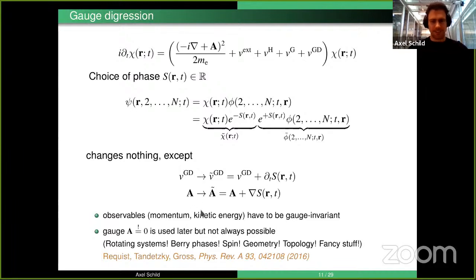Now, from now on, or at least from 2 slides onwards, I will use the gauge where the vector potential is 0. That's not always possible. In general, in rotating systems, it's not. It can be Berry phases. There's maybe something related to spin, all this kind of fancy stuff, which I'm not going to talk about. I don't know much about it at the moment. But just for you to know, in principle, this gauge is not always possible, and the scalar potential that I'm going to ignore from now on, in general, has to be taken into account.